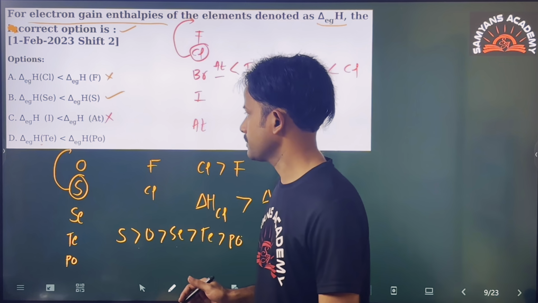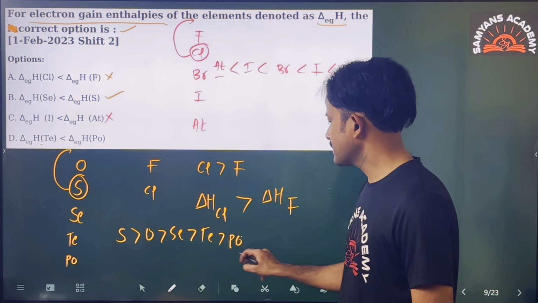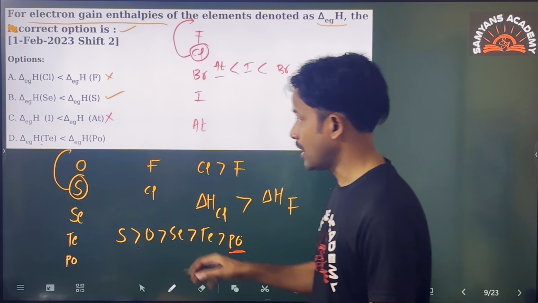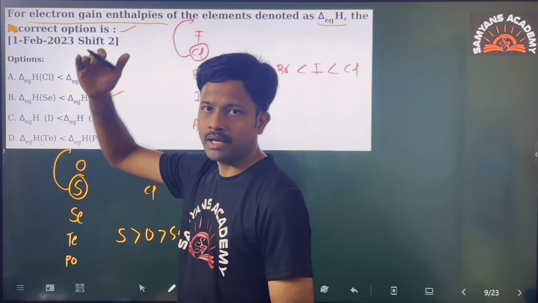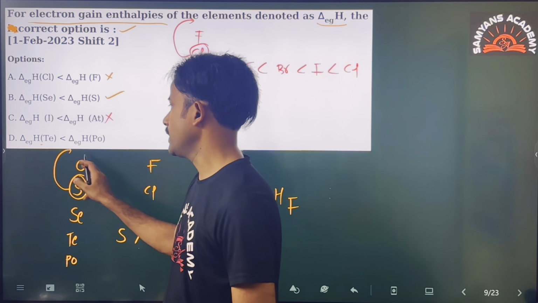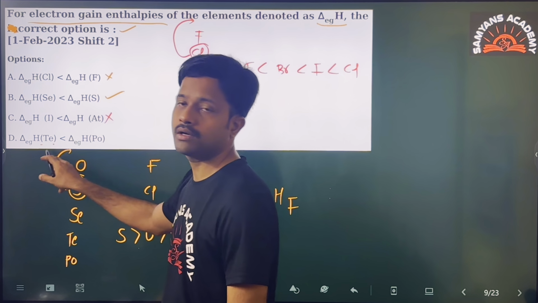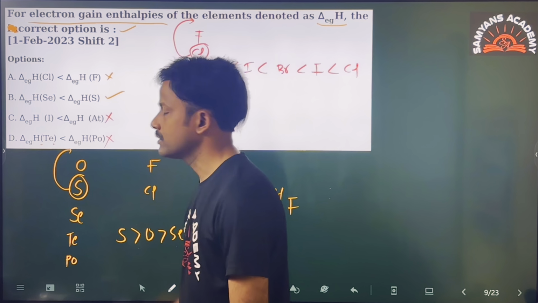So this is not the correct option. Next to tellurium, polonium, you see. Polonium has less electron affinity. Down the group, polonium comes last, right? Down the group, electron affinity has to decrease, but it is increasing in the order given. Tellurium has more electron affinity than polonium, but it is given in the reverse order. So this is also not correct.